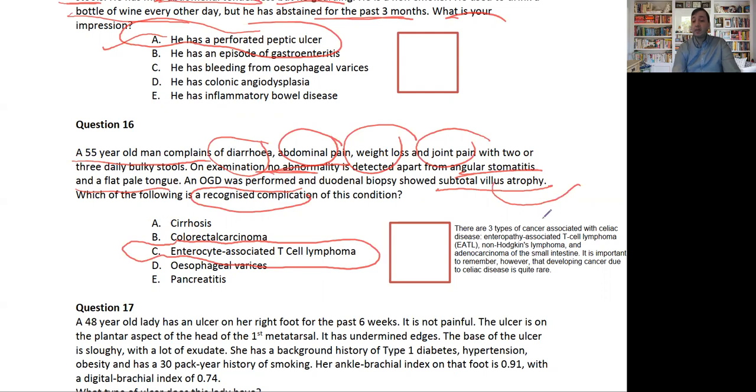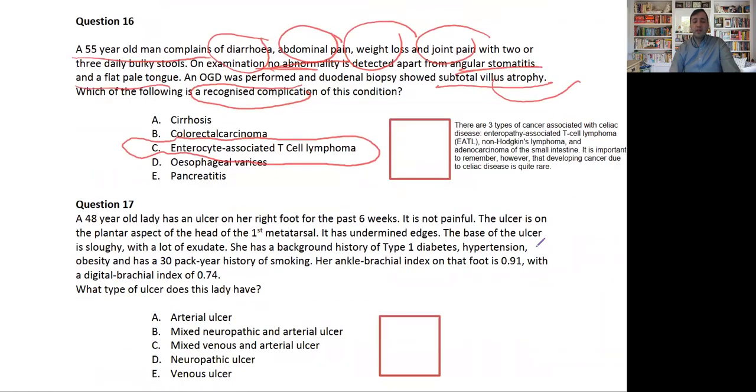So there are 3 types of cancer associated with celiac disease: enteropathy-associated T-cell lymphoma, non-Hodgkin lymphoma, and adenocarcinoma of the small intestine. It's important to remember, however, that developing cancer due to celiac disease is quite rare. But the most recognized complication from the options in this question is T-cell lymphoma.